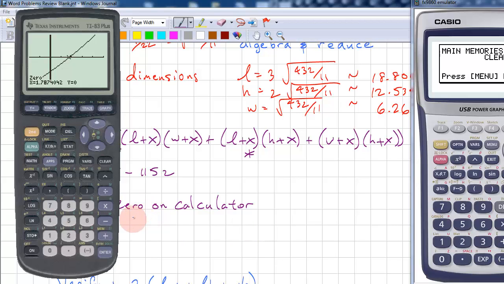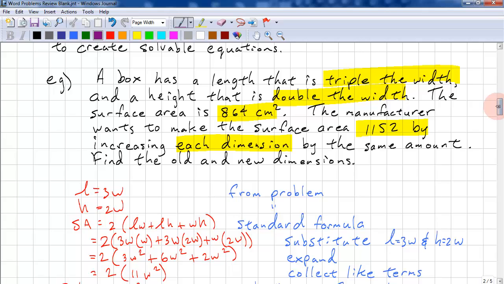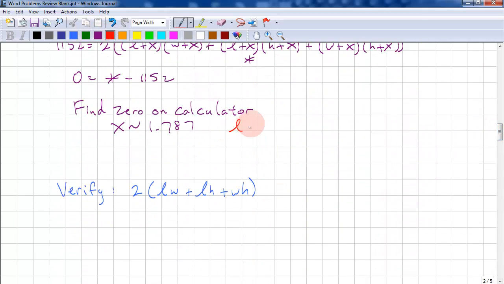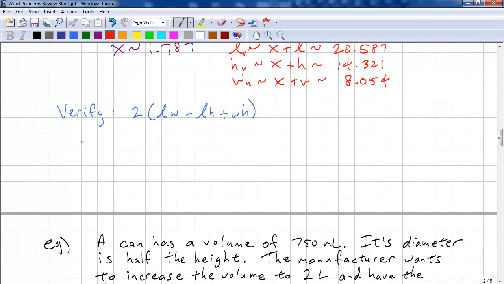X is 1.787. X is approximately 1.787. And our question says find the new dimensions. So L new is approximately X plus old L, so that's approximately 20.587. H new is approximately X plus H, so that's approximately 14.321. And W new is approximately X plus W, so that's approximately 8.054. And you can go through this calculation to verify, and you'll find that it's approximately 1151.95. So it's off by the 6th digit, which is definitely close enough.